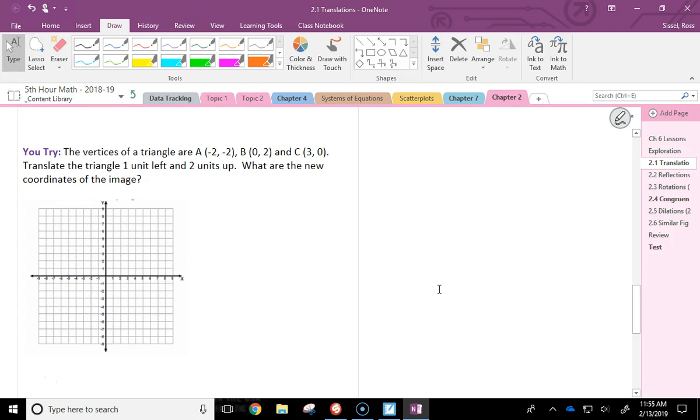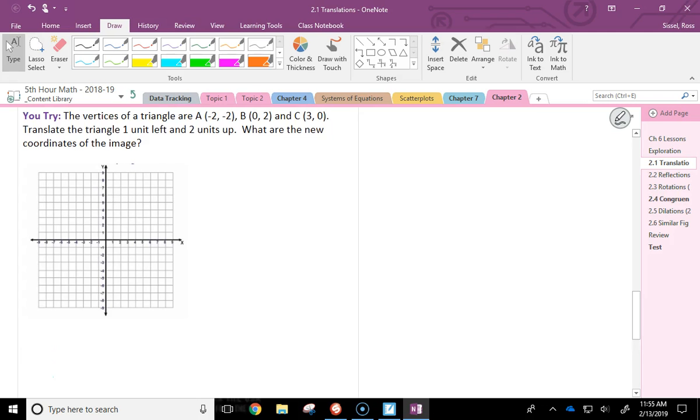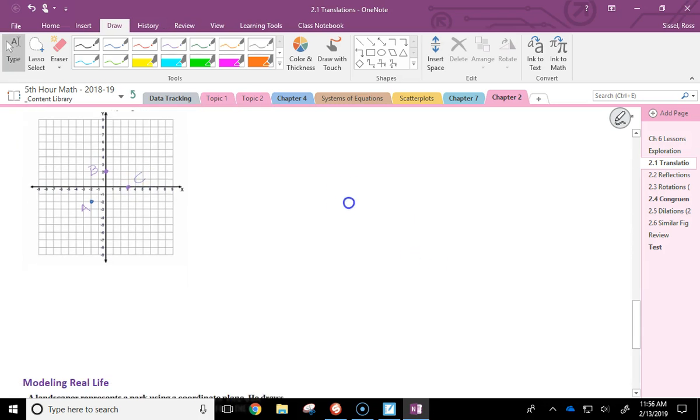Alright, so here's what we're going to do. I'm going to show one other way how you can do method 2. The vertices of the triangle are at A, -2, -2. So we've got to put that in here. So -2, -2. B is at 0, 2. 0, 2. That's B. C is at 3, 0. And that's it. Alright, let's zoom in on this.